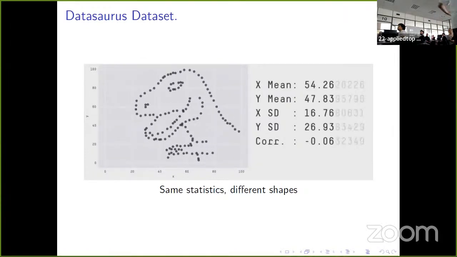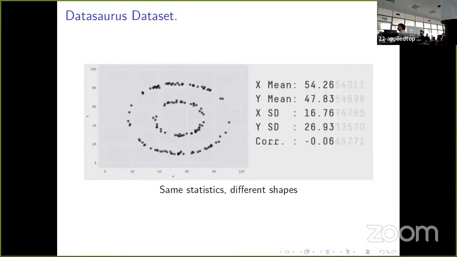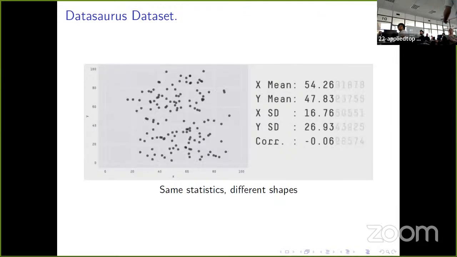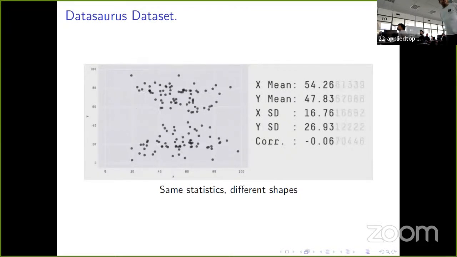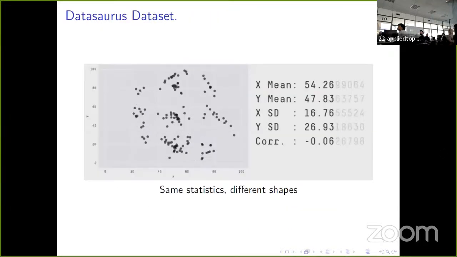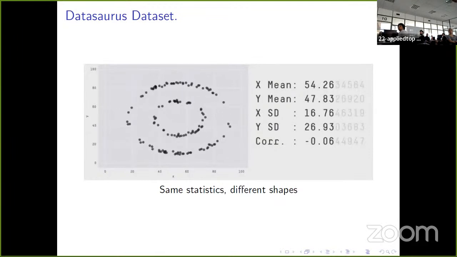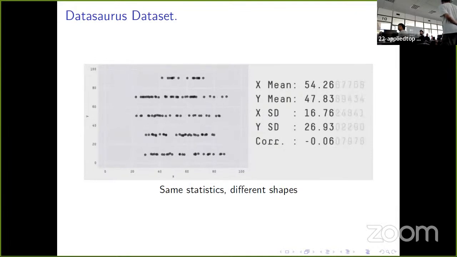So if we just route our point clouds to an Excel file and then compute the summary statistics, we'll see, okay, each of those point clouds is similar to every other. However, when we visualize them, of course, we see that they are vastly different. And again, the main message, both from Anscombe and from Datasaurus, is that, of course, you should be using statistics, but you should also visualize your data. And that's a very good message.